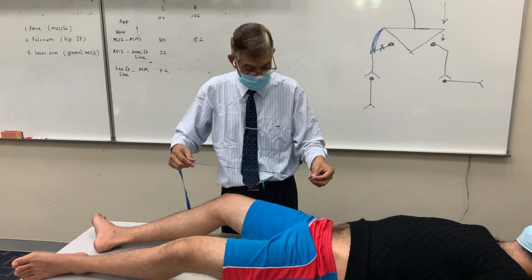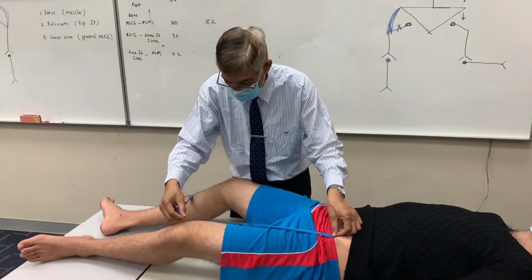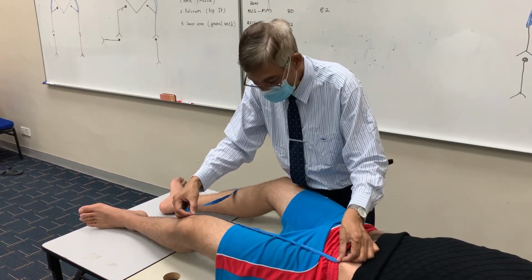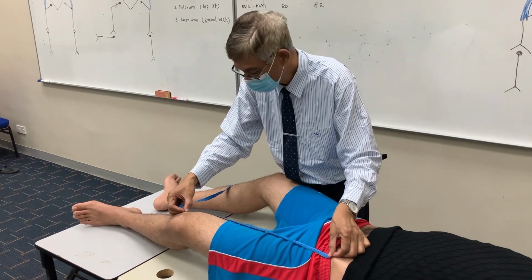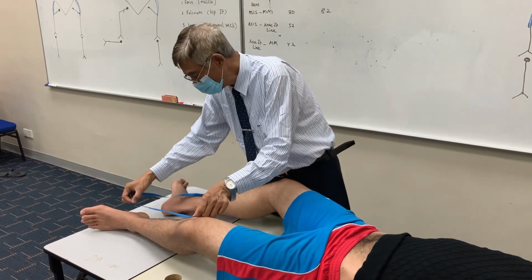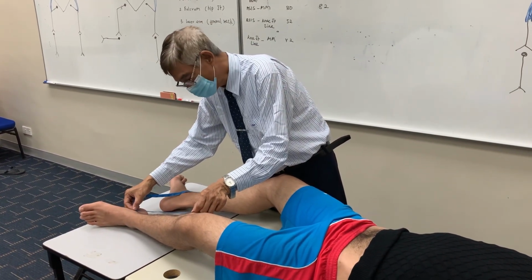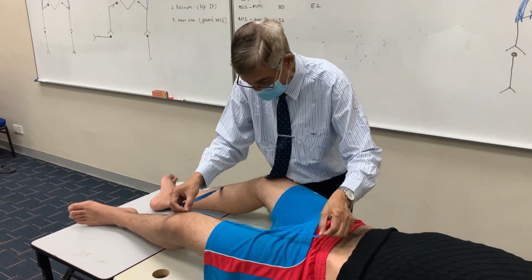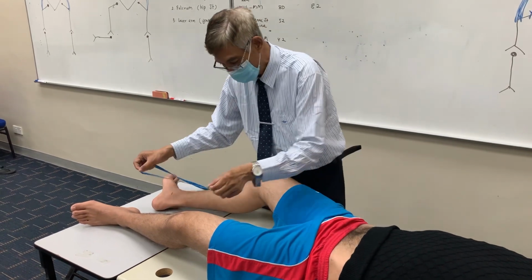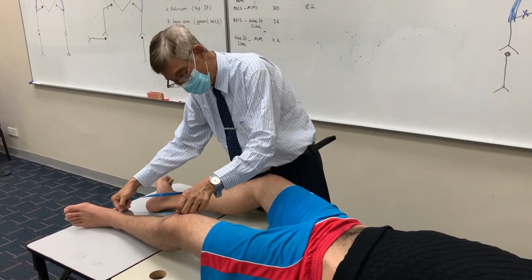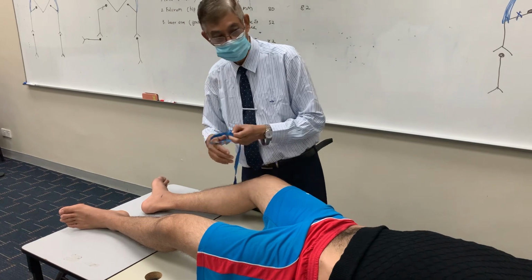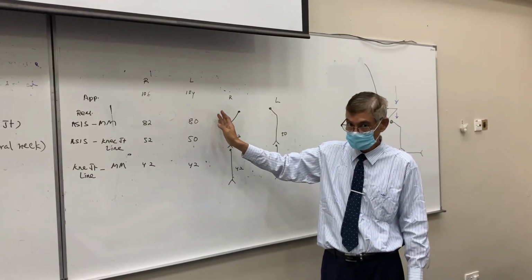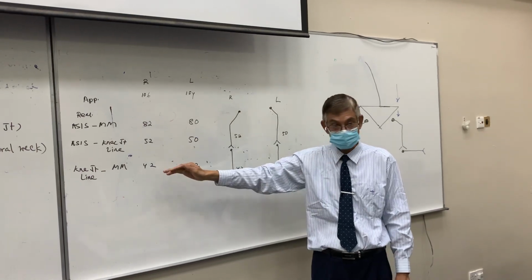Then on the disease side: ASIS to knee joint line 50, knee joint line to medial malleolus 42. Okay, note down. The left side is the disease side, the right side is the normal side.